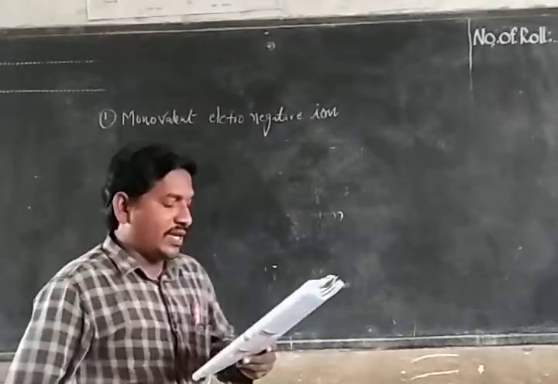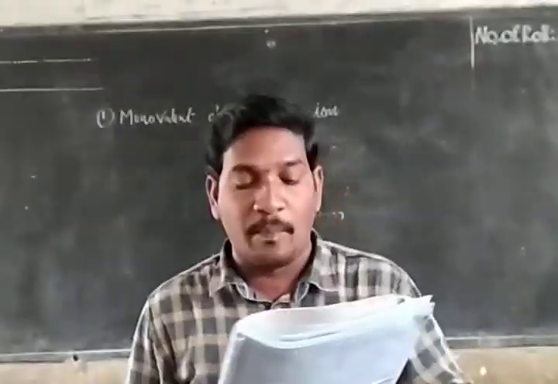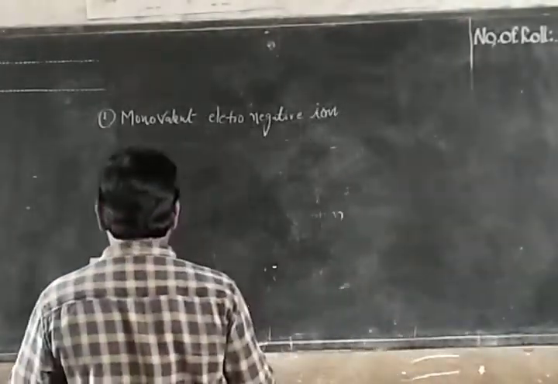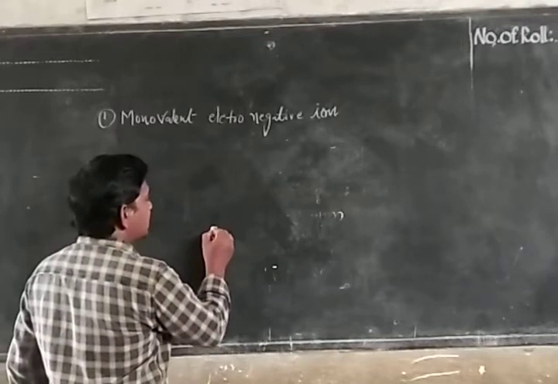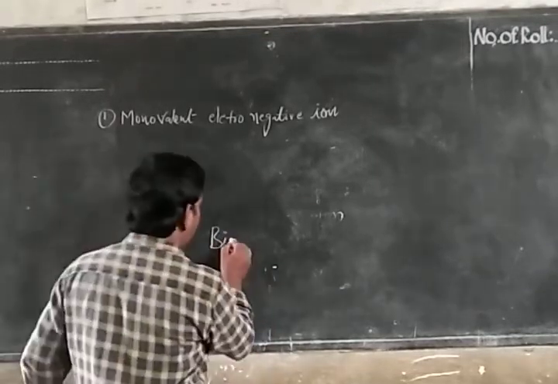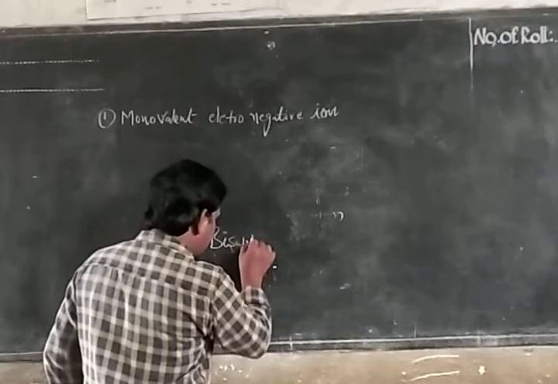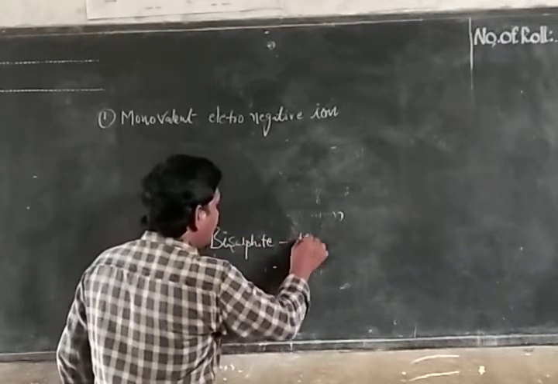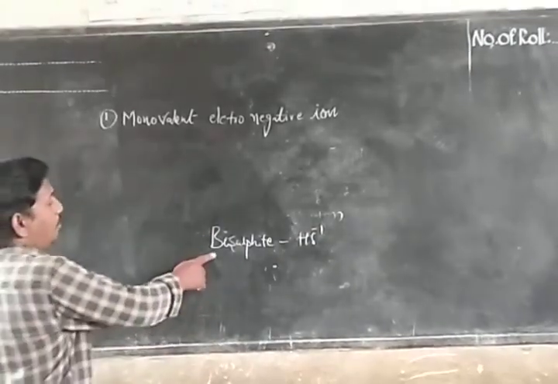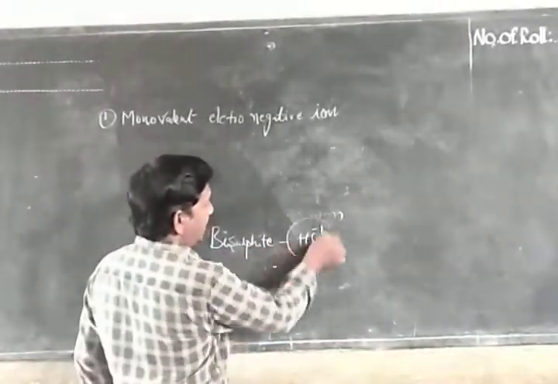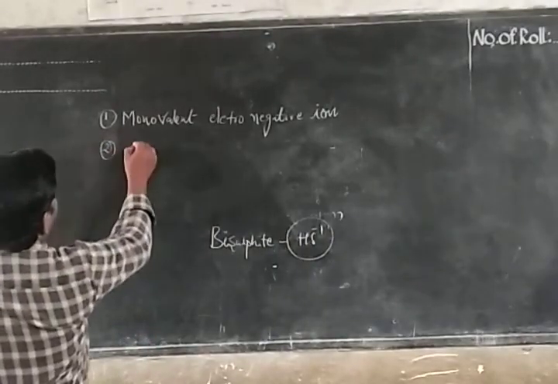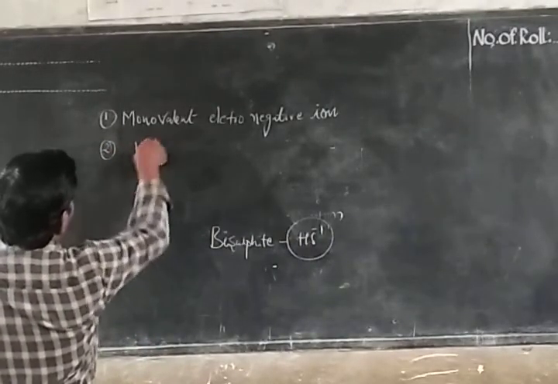Okay. The second one is, what is the formula of bisulfite? The formula of bisulfite is HSO3 minus 1.